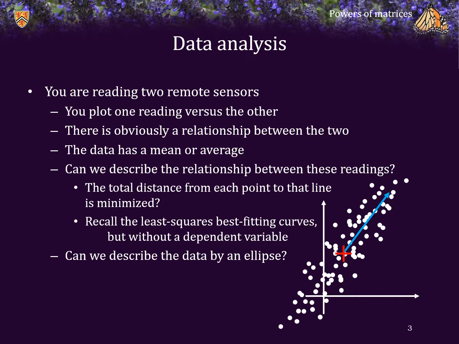In addition, could we describe this data by some form of ellipse? Could we find, for example, a second orthogonal vector that describes the distribution in the next dimension, which then allows us to describe this data via some sort of ellipse?